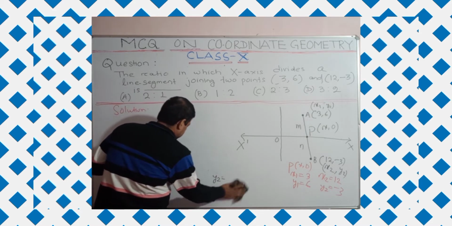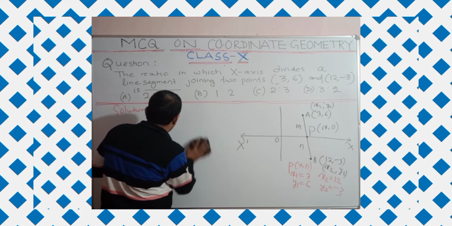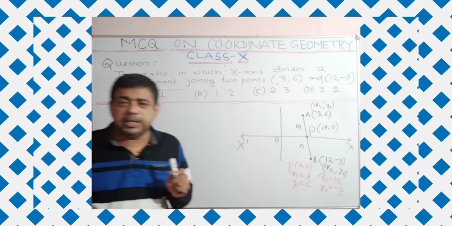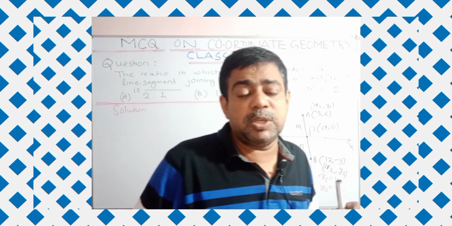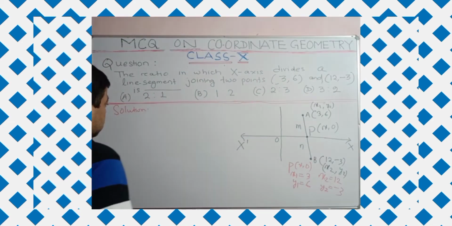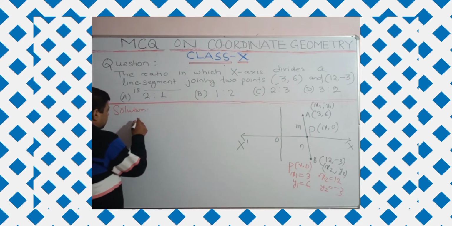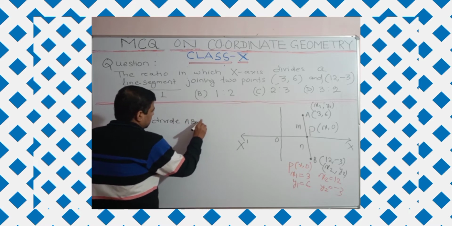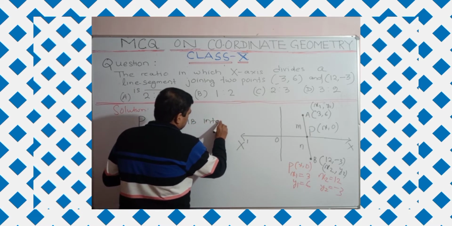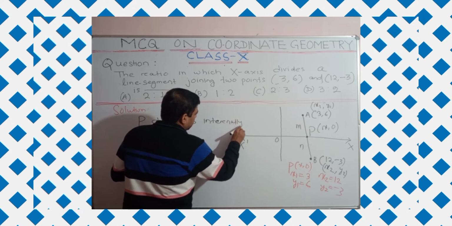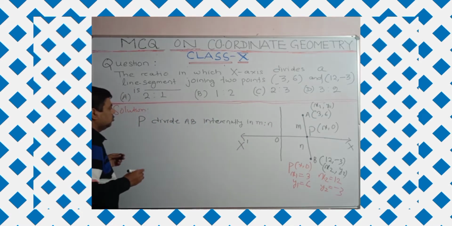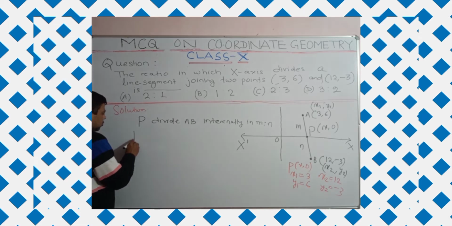All of you know. If a point divides a line segment joining the points x1, y1 and another point whose coordinate is x2, y2 in the ratio m is to n internally, then what is the coordinate of point P? You see, the point P divides AB internally in the ratio m is to n. We have to find out the ratio. Yes or no? So according to this, what is the coordinate of P?